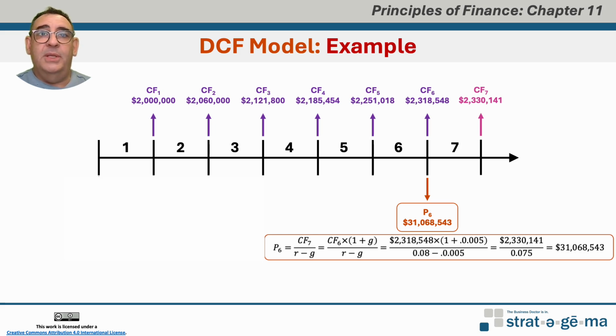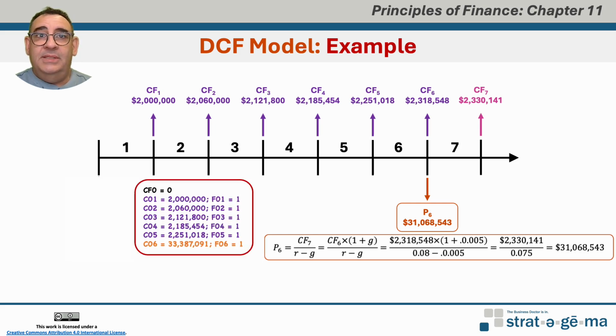Now we have enough information to put in our calculator. CF0 is 0, C01 is 2 million, C02, 2,060,000, etc. C03, C04, C05 is 2,251,018, and then C06 is the 2,318,548 plus the 31,068,543. Again, all of those are frequency of 1. Always make sure you go back and double check you've got all your cash flows right. Hit the NPV button.